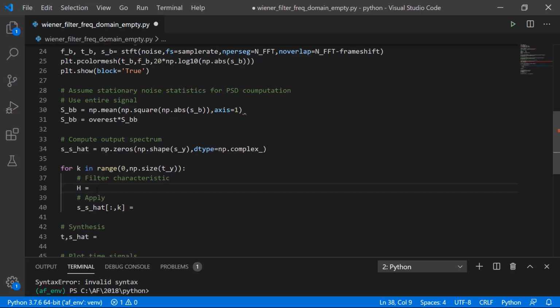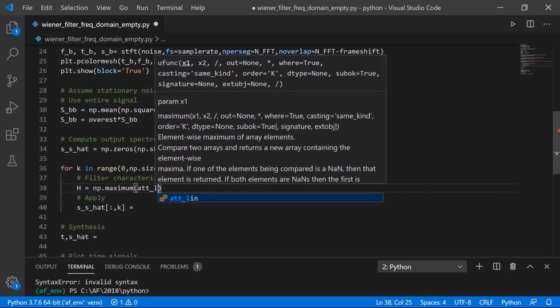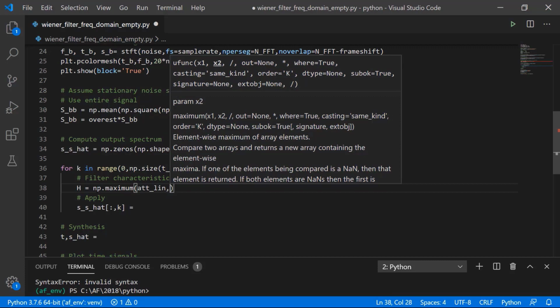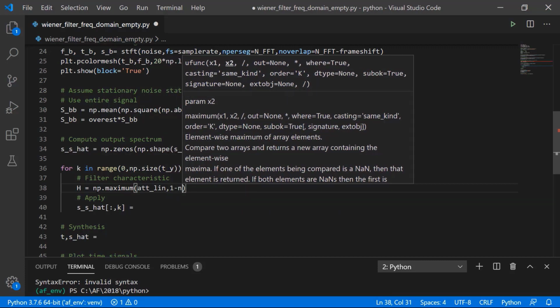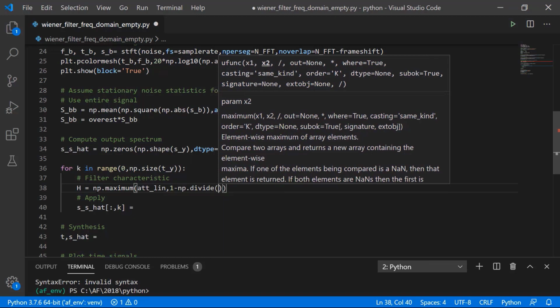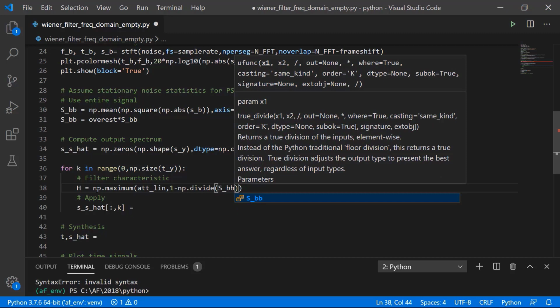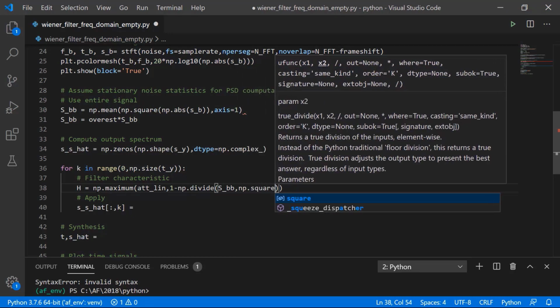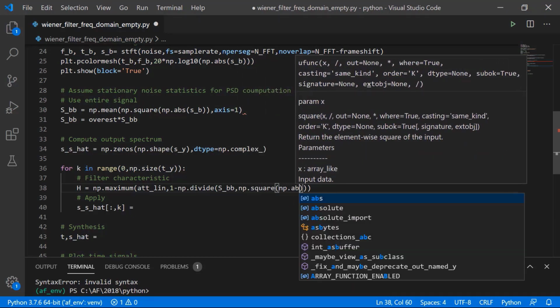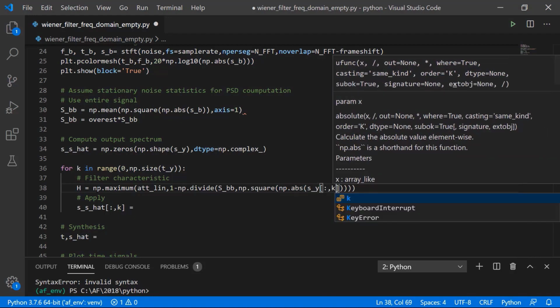To compute the filter weights, we need a maximum operator. We use the NumPy version here. The first parameter of the function is the linear version of the lower bound. The second parameter is our basic frequency domain solution, 1 minus element-wise division of SBB and SYY. SYY we still need to compute as the magnitude square of the short-time Fourier transform, so we apply the absolute value and the squaring operators. With this equation we update the weights in each frame.